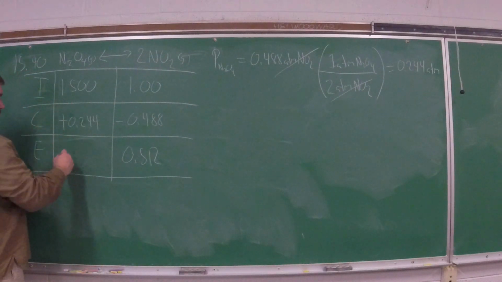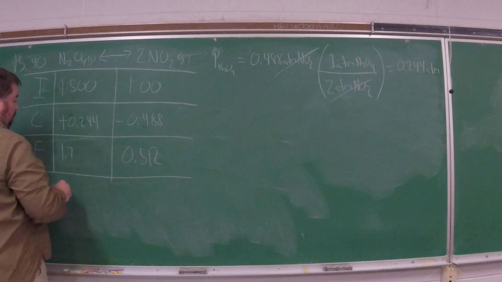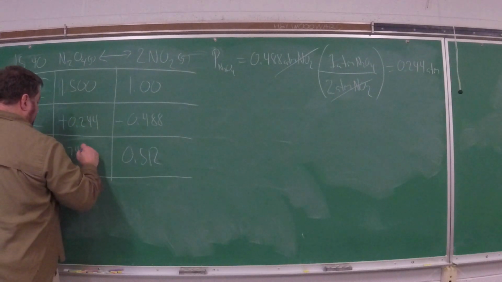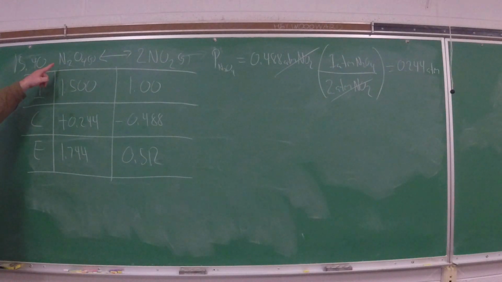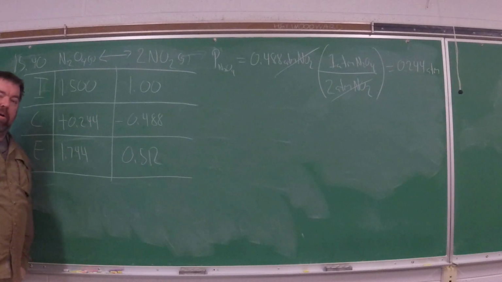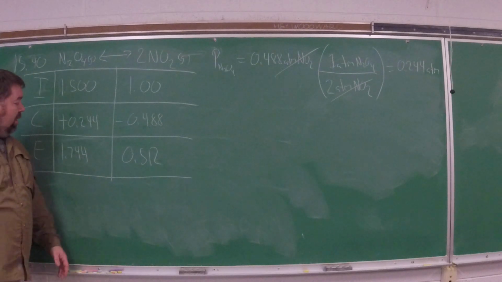Well, let's calculate this then. 1.500 plus 0.244, you get 1.744 atmospheres for your equilibrium partial pressure of N2O4. That's what it asked for first, was this part right here. I hope I explained it so it makes sense.